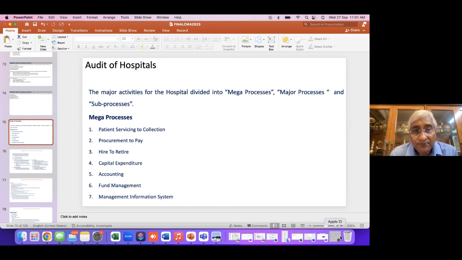Without dwelling much on this, I'm going straight to the audit of hospitals. Hospital service, all of us are habituated with that sort of organization at some point of time, and many of us have experienced hospital services.